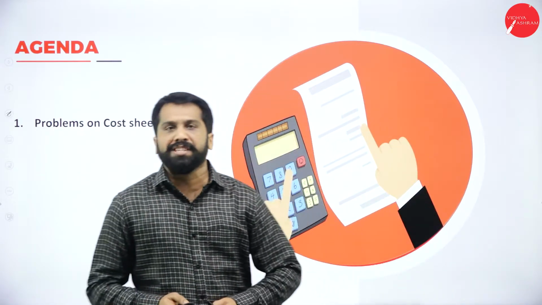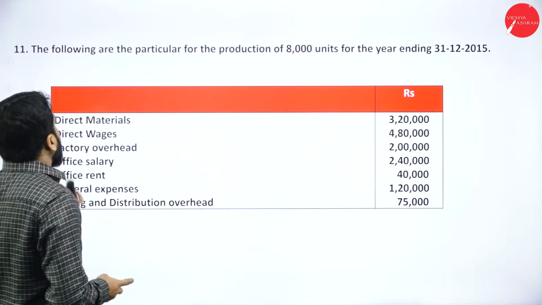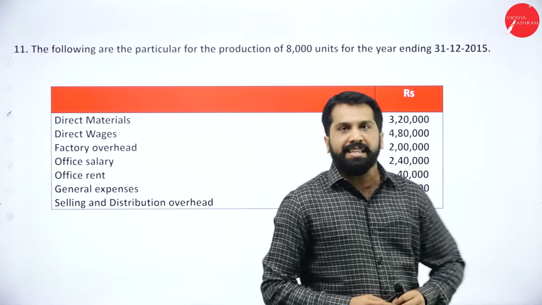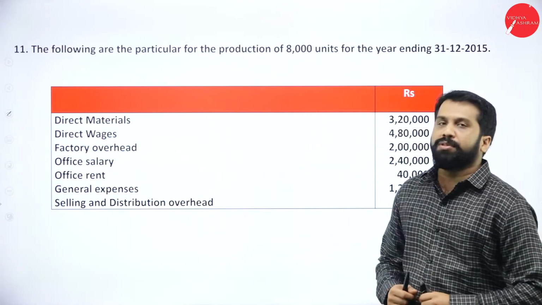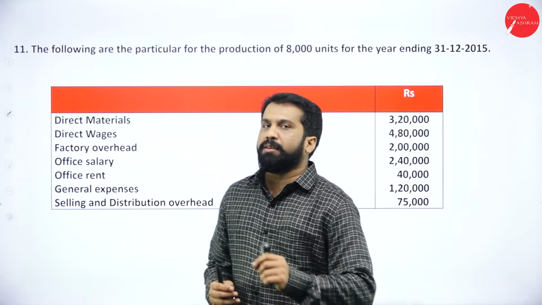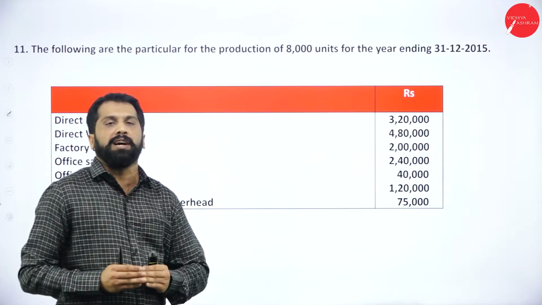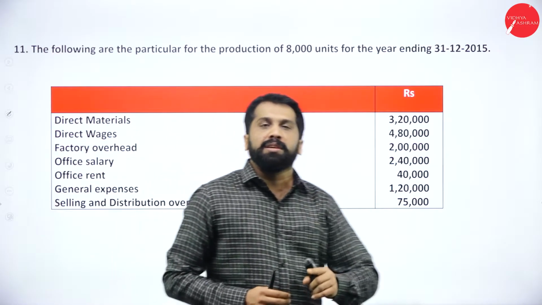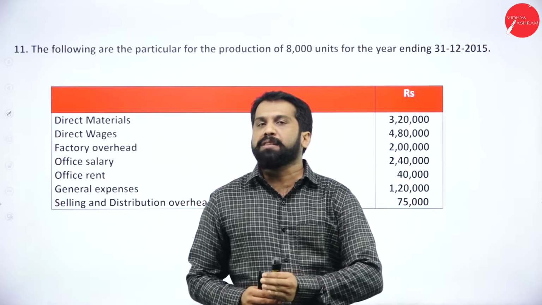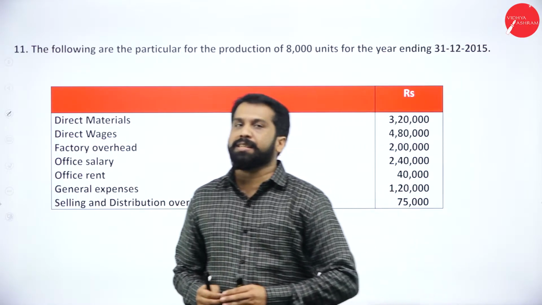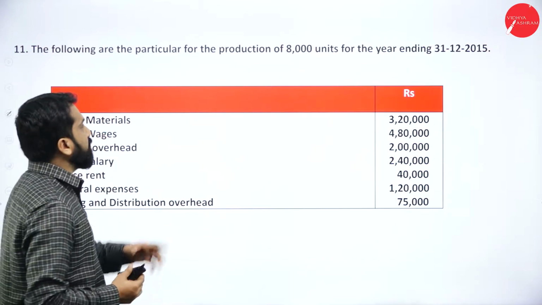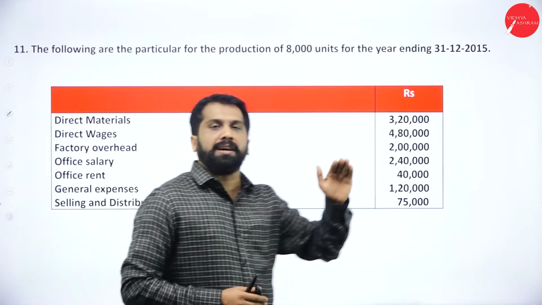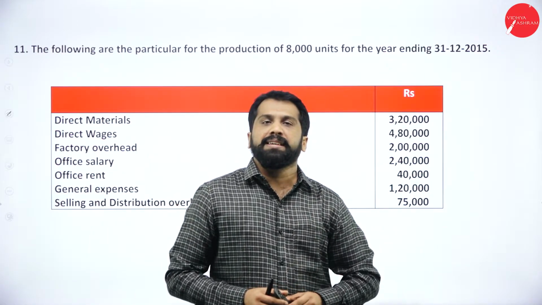Problems on cost sheet. The following are the particulars for the production of 8,000 units for the year 31st December 2015. In the last problem, the quantity was a little confusing for you. Why? Because everything was given for 10 lakh. We needed to convert into 1000, like 100 rupees for every 1000. So everywhere the conversion was required. But in this problem, it was given directly. The number of units is 8,000. Directly your answers can be divided by 8,000.